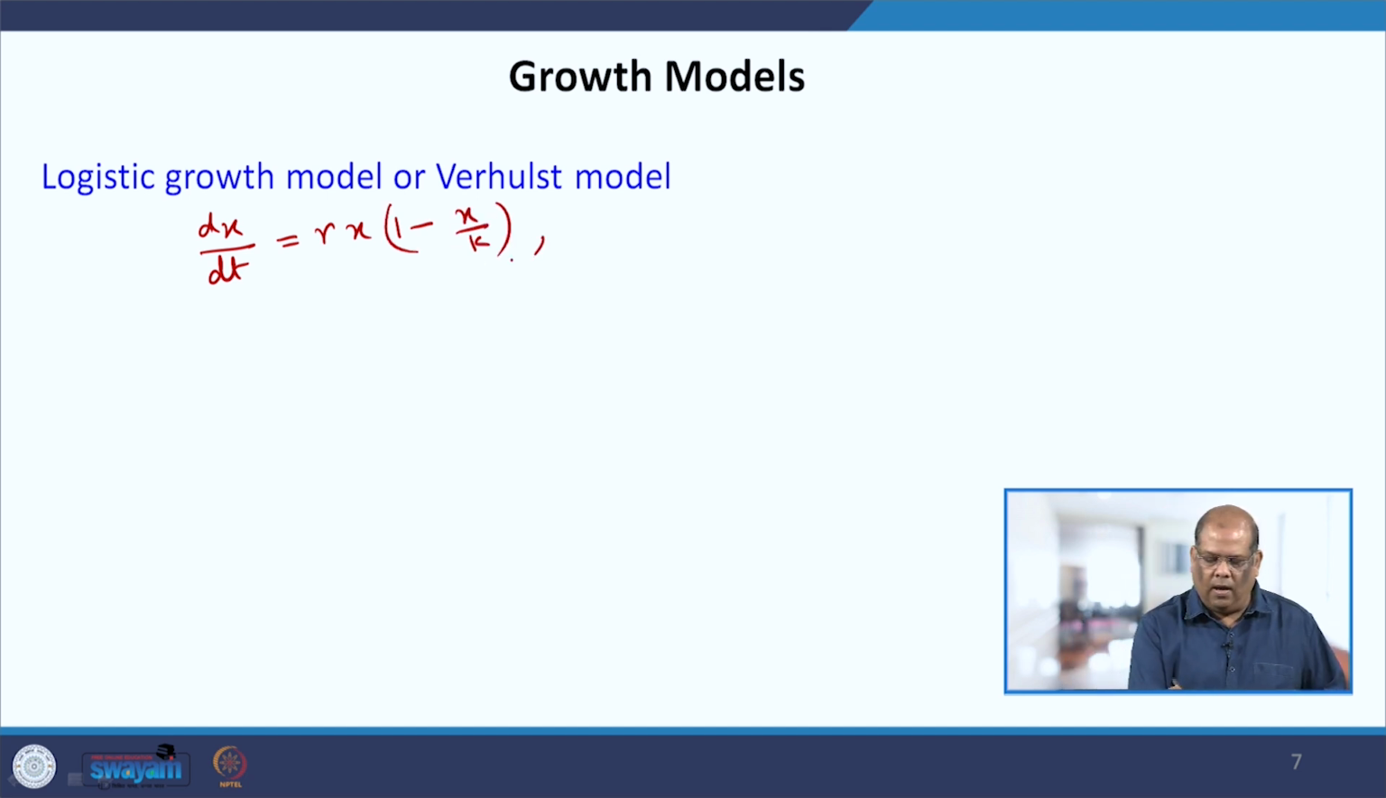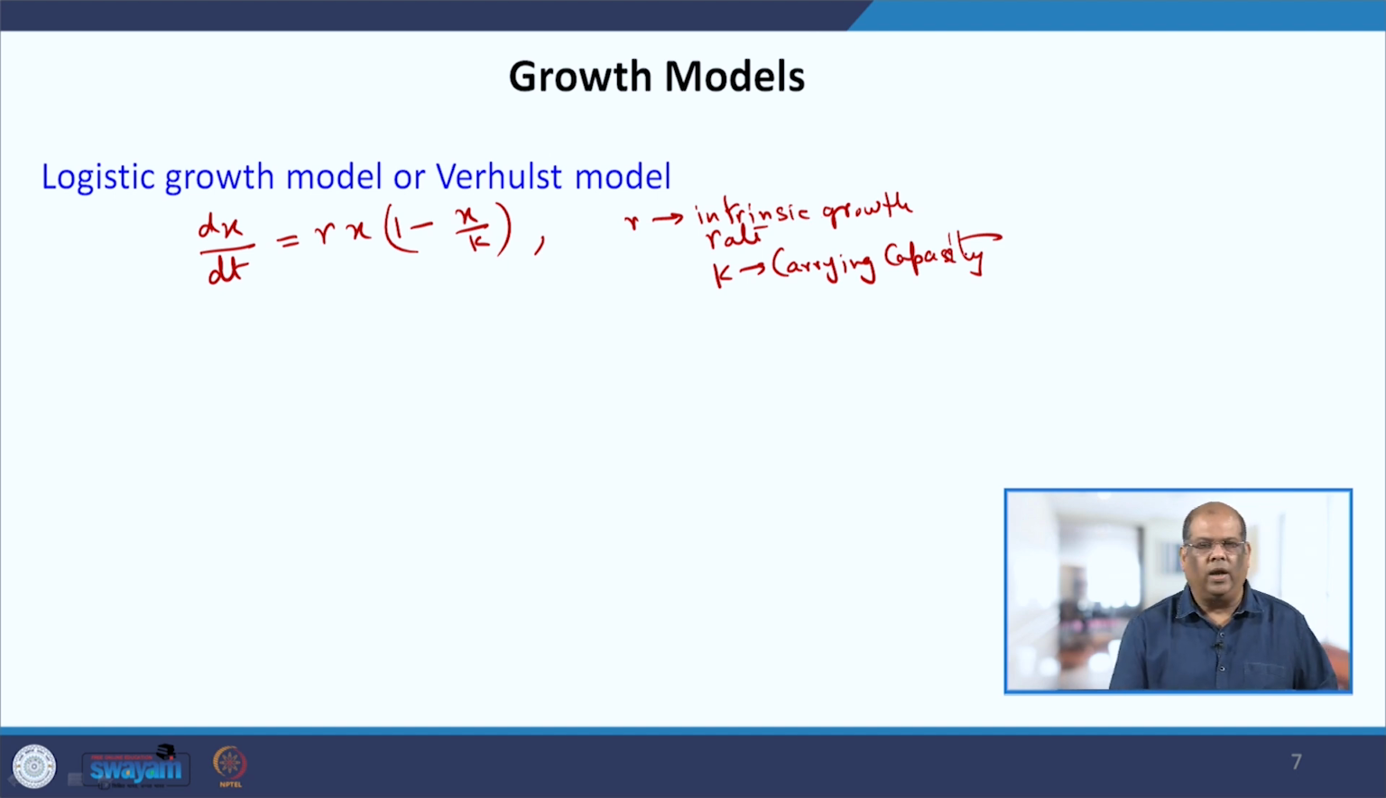Now, this r is called the intrinsic growth rate, and K is called the carrying capacity. Now, the growth rate you can understand. We use the word intrinsic because this contains the birth rate minus the death rate. So, both of them are contained in this, and the carrying capacity can be understood like this.